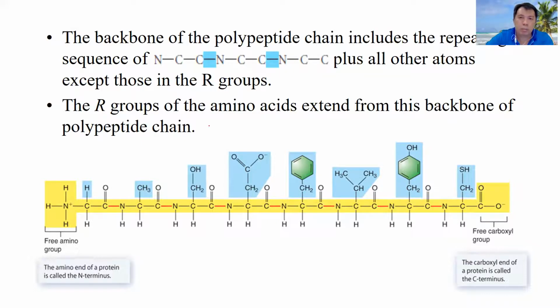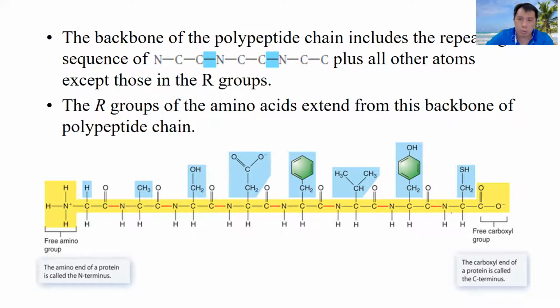Okay, so this is the backbone here. They have a repeating pattern: N C C N C C N C C N C C N. The peptide bond is at the N-C-C, between the carboxyl group and the amino group. So these are the peptide bonds here. This one is the backbone of the polypeptide.